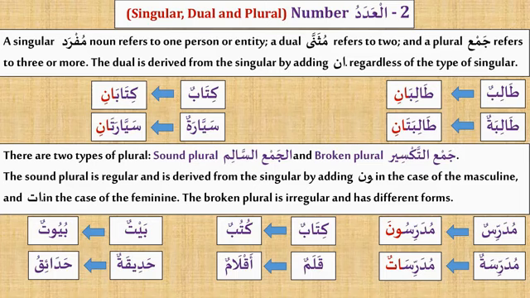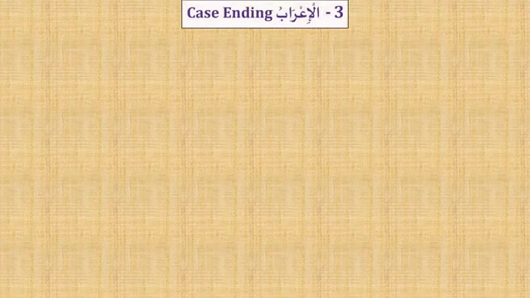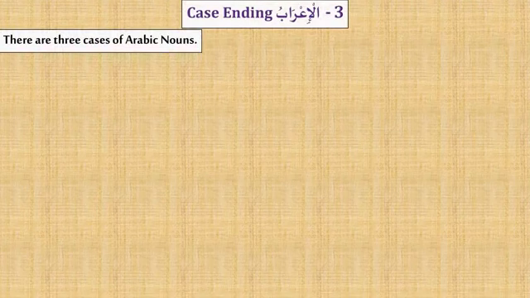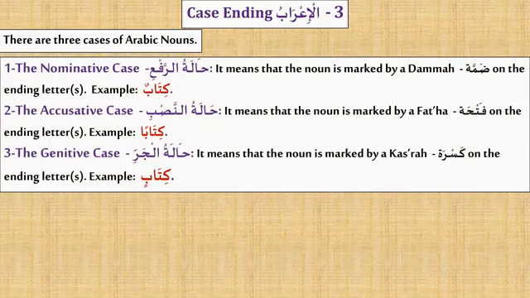Now let's go to the next quality of the noun. The third quality is al-i'rab, case ending. There are three cases of Arabic nouns. First, the nominative case, halatul raf. It means that the noun is marked by a dhamma on the ending letter. Example, kitabun. And this is called halatul raf, the nominative case.